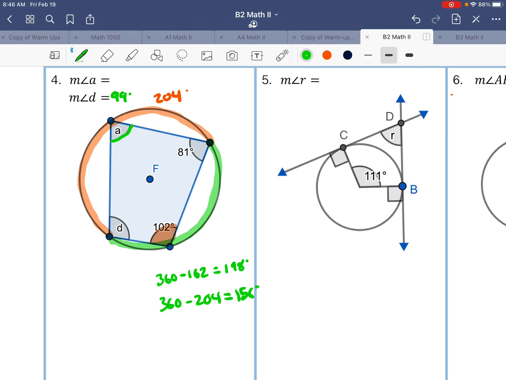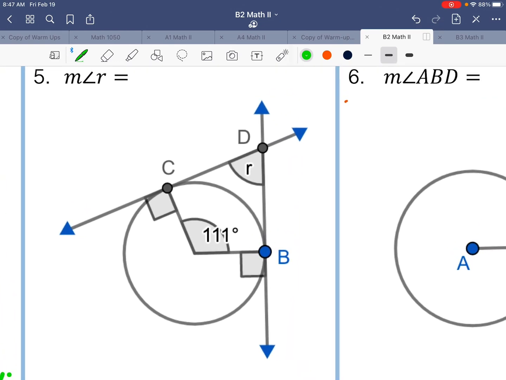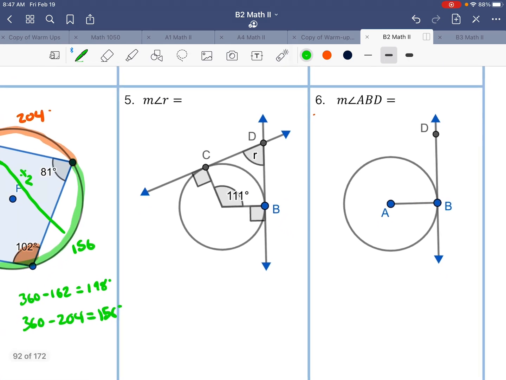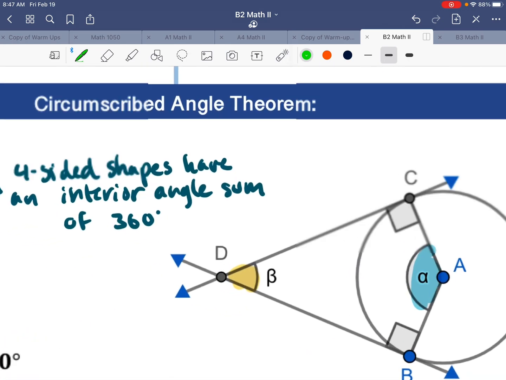So I subtracted 204 from 360, got 156, so that's over here. And because that's inscribed, we can divide 156 by 2 to get the measure 78 degrees for the other one. So that one we did in halvesies, right? So 81 and angle D were two parts of the circle, and then A and 102 were the other side.